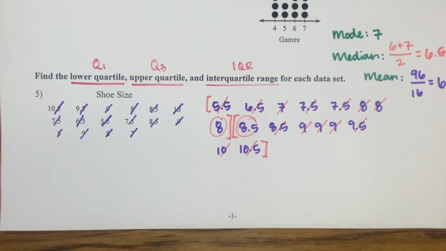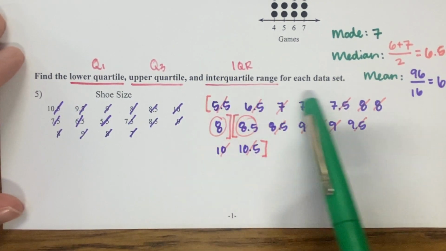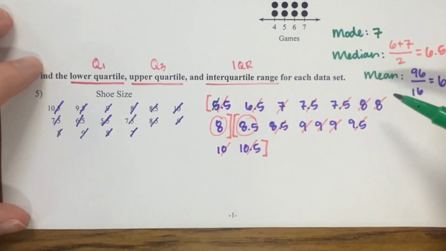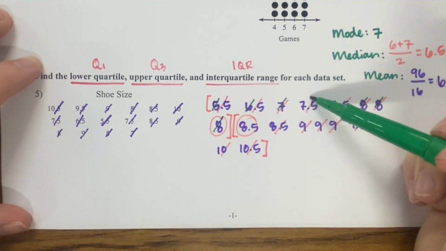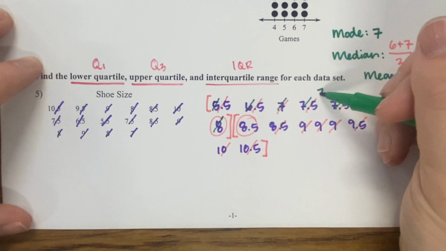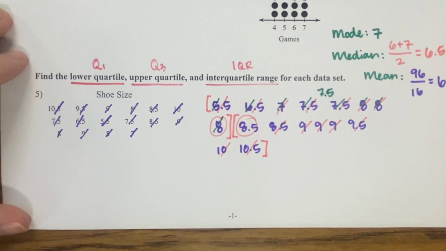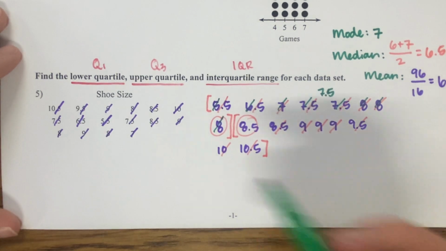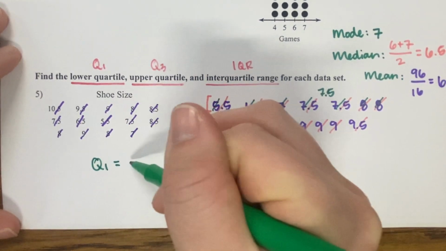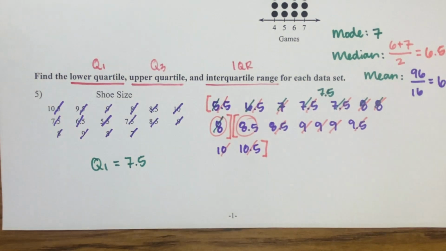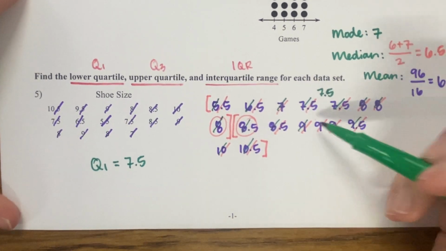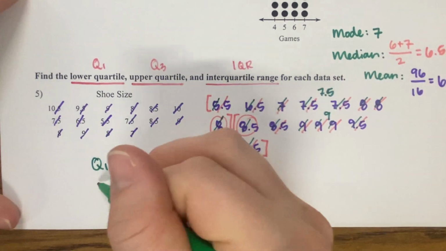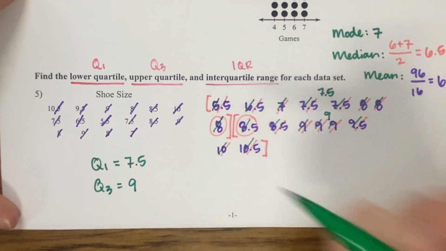Okay, so now to find the lower quartile, we find the median of our first half. So we have 1 1 2 2 3 3 4 4, and it's both 7.5. So we have 7.5 for our lower quartile, which we also call Q1. Then we need Q3: 1 1 2 2 3 3 4 4. They're both 9, so our Q3 is 9.